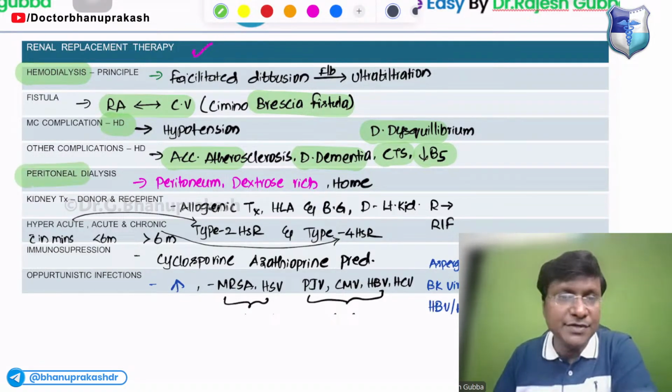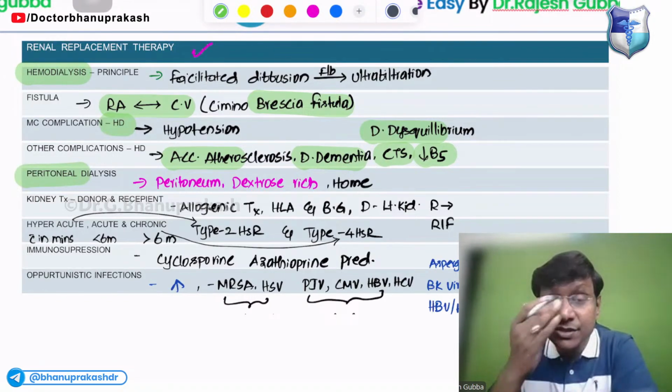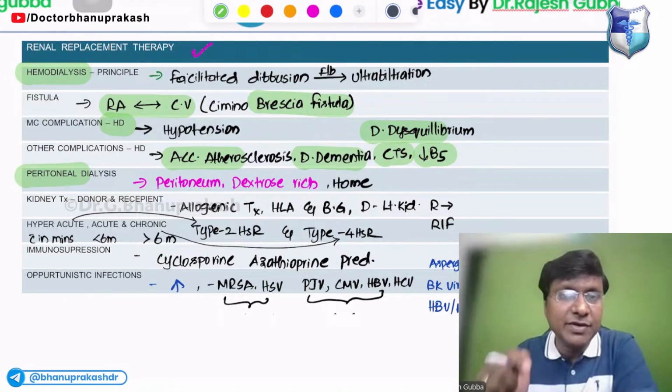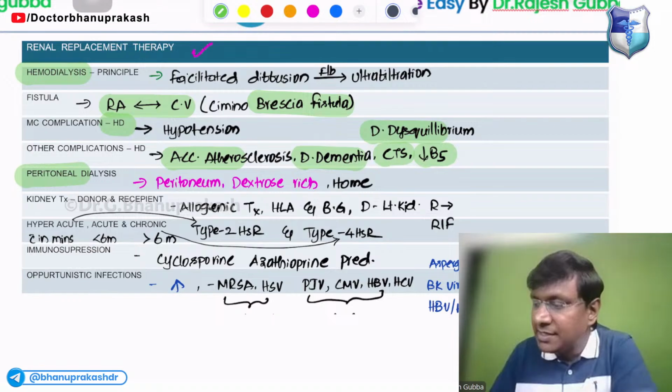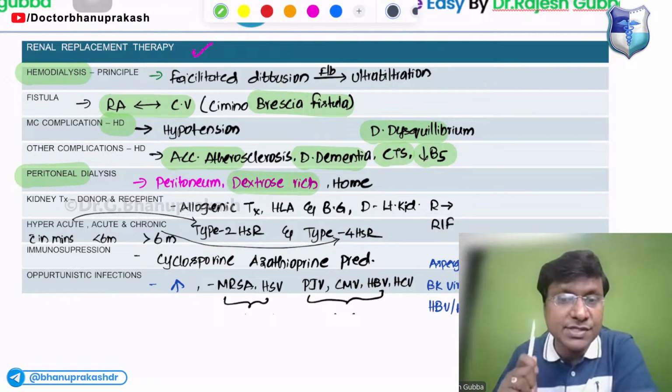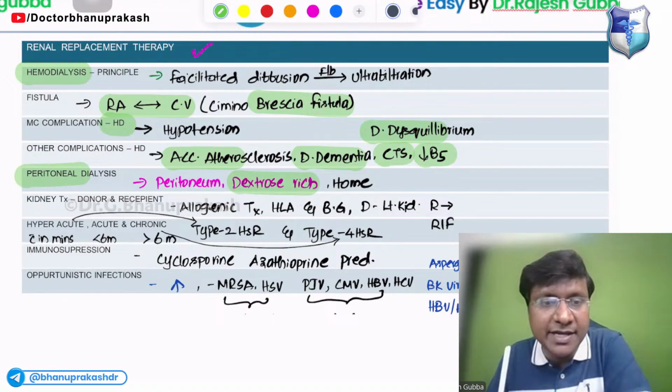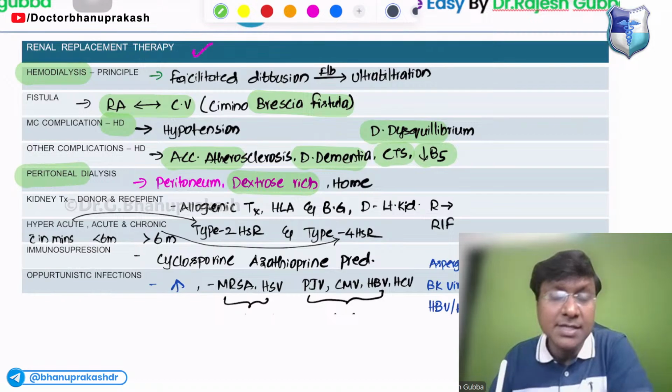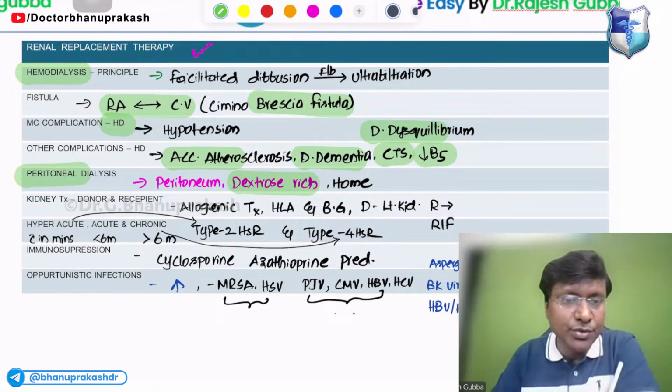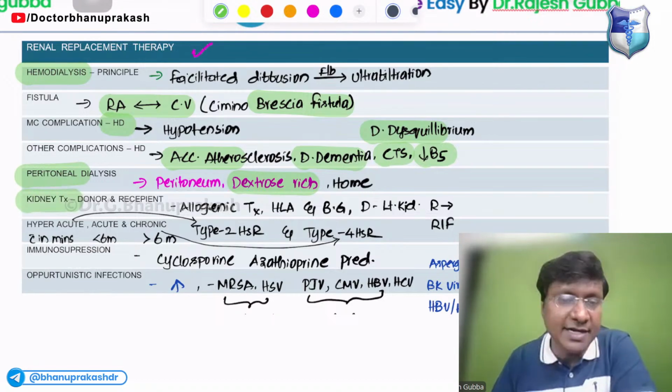Another method by which you can do dialysis is peritoneal dialysis, in which the peritoneum itself acts as an artificial membrane. The dialysate that we use here is the dextrose-rich dialysate. This can be done even within the home as well. The other method of renal replacement therapy is kidney transplantation.